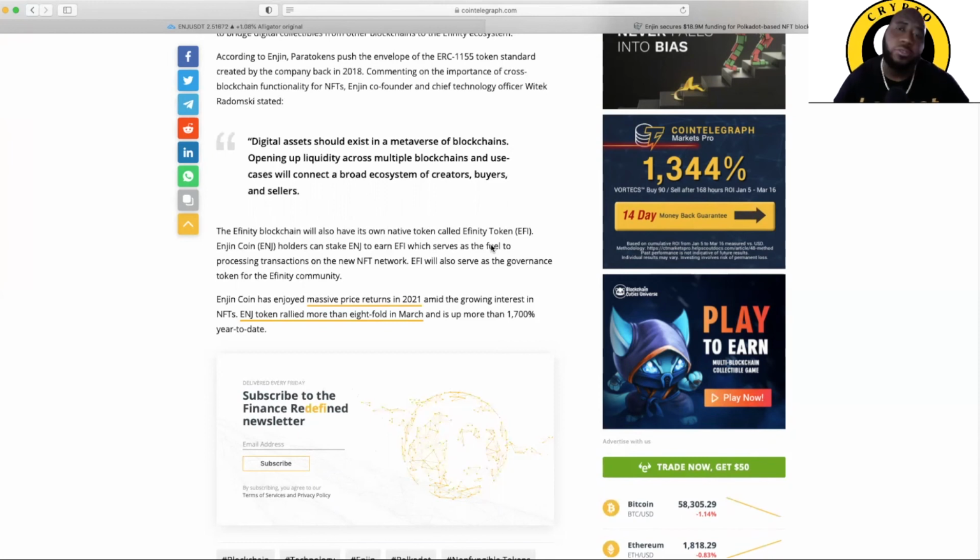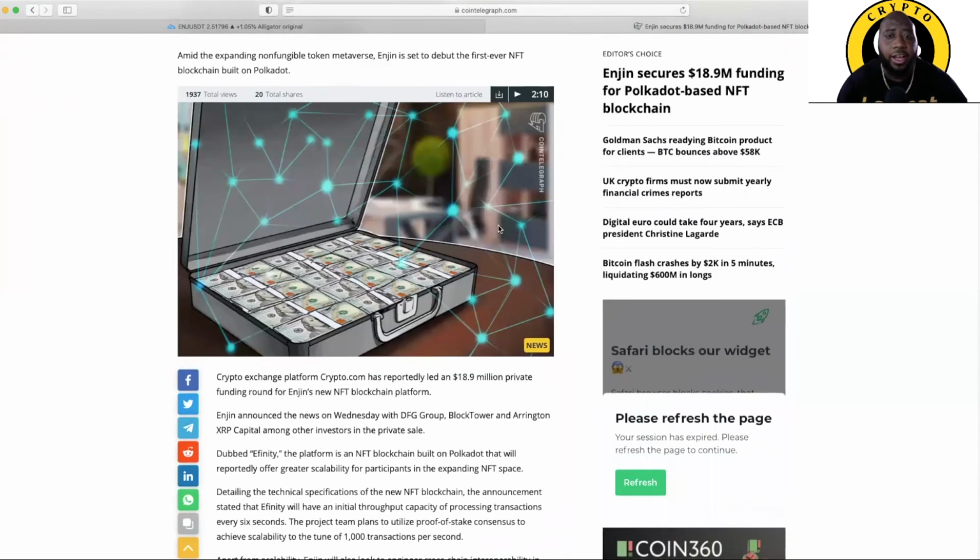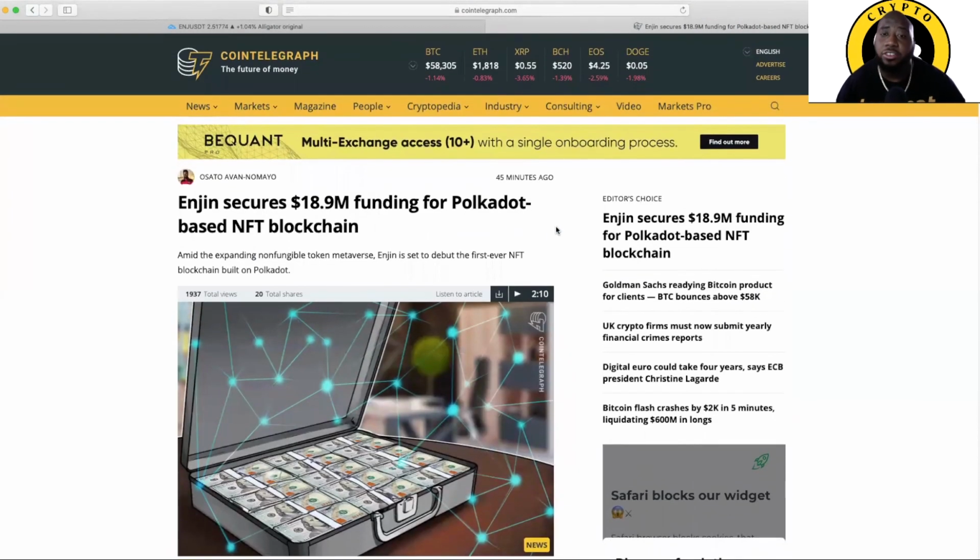But yeah, guys, let me know what you think about this right here. Will you guys be staking your Enjin, earning EFIs? Do you think this is a great idea? Do you think this is big? Or do you think, okay, this is just another thing going on, everybody just trying to throw whatever they can at the NFT market and go from there? So I'd just love to hear from you guys.